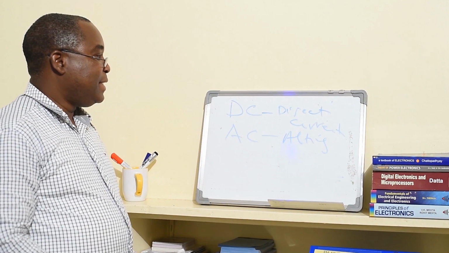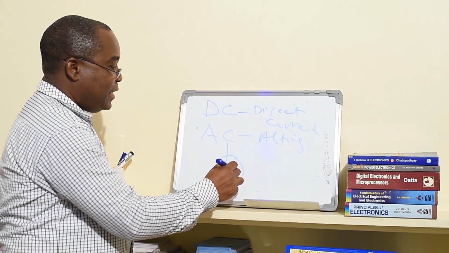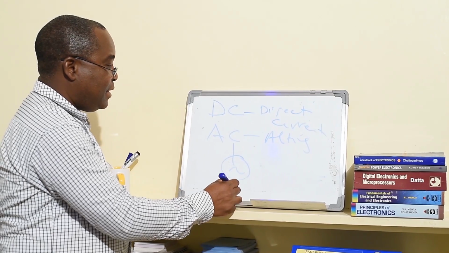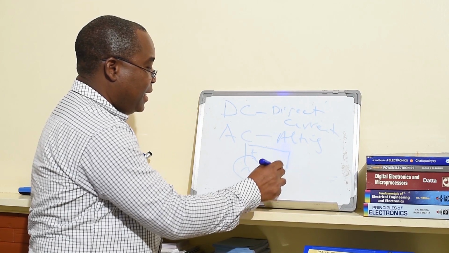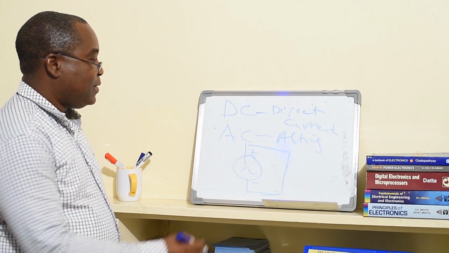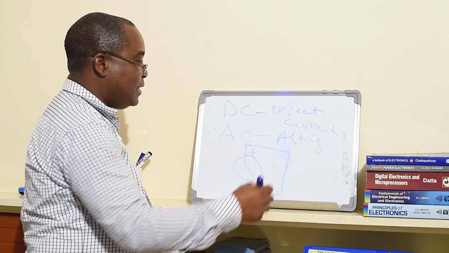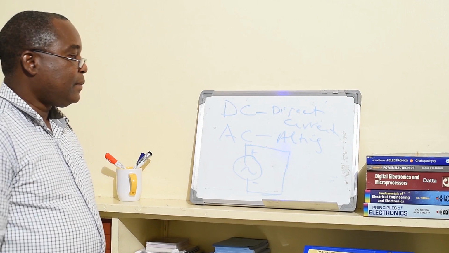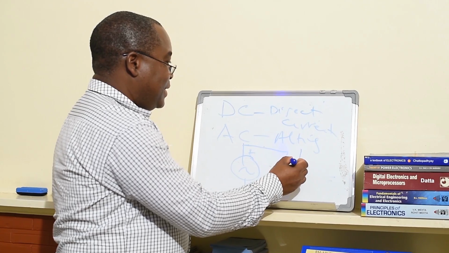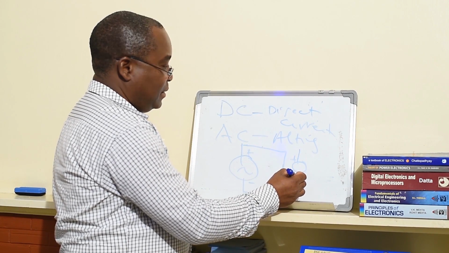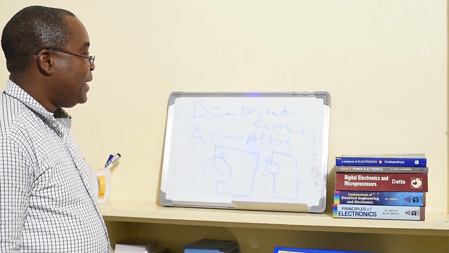In Tanzania, AC is 50 Hz. It is normally written with a sine wave symbol, and this is AC. This is the positive, negative. Here we have a closed circuit with an alternating source. This symbol represents an alternating current. Let's see the open circuit. An open circuit is shown like this. This is a battery, and in an open circuit there is an opening there.